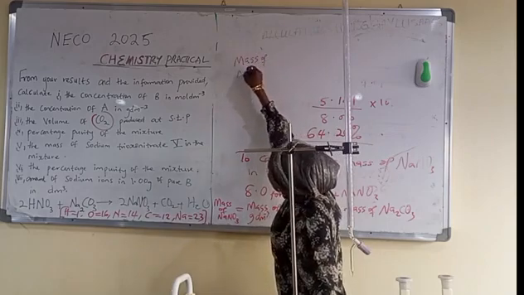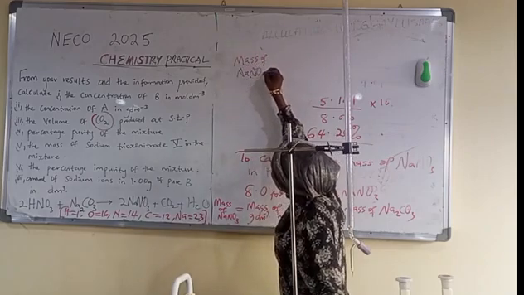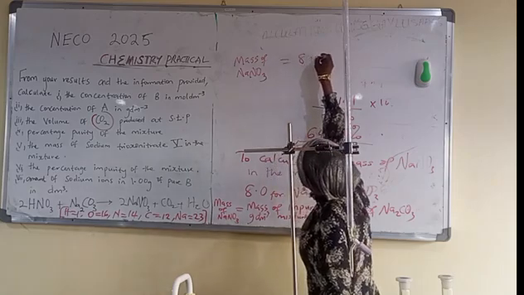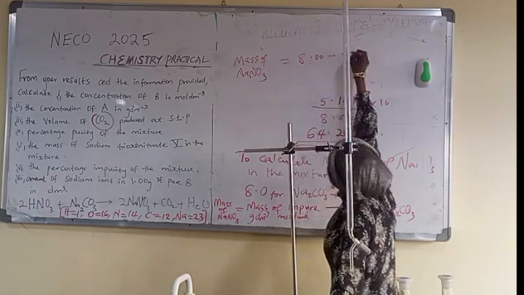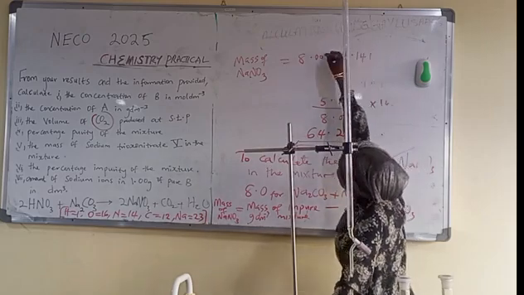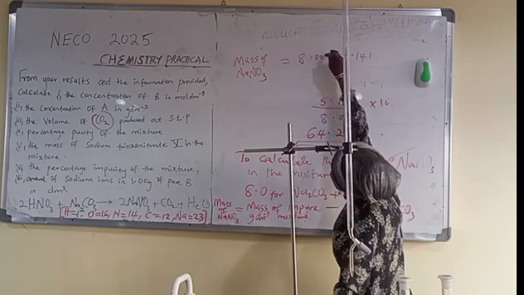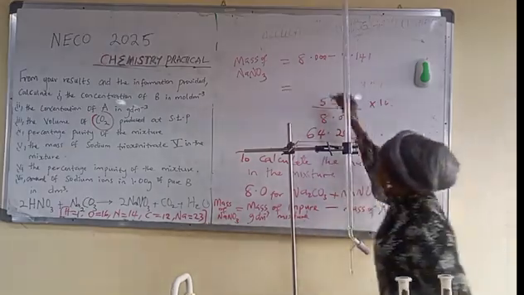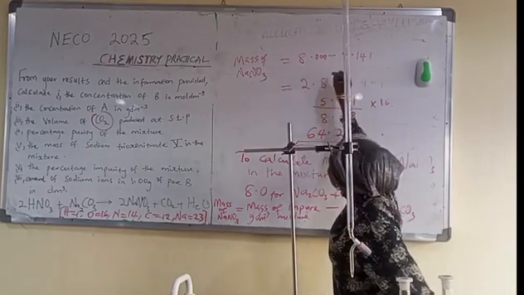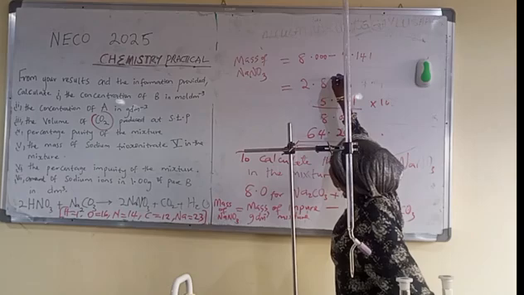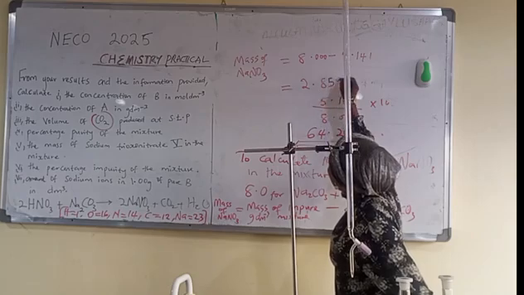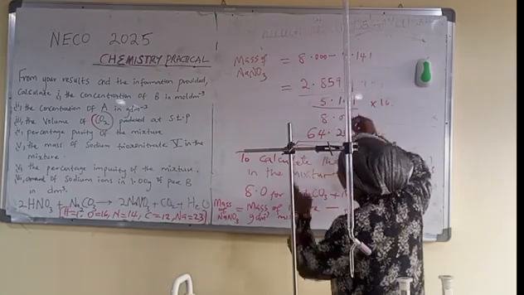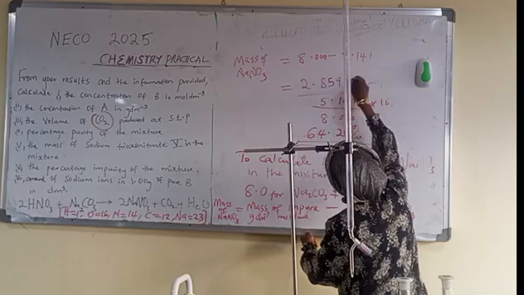It will now give us the mass of NaNO3 as the question is asking us: 8.00 minus 5.141. So from this one we have 2.859. Three significant figures. So gram per dm cube.